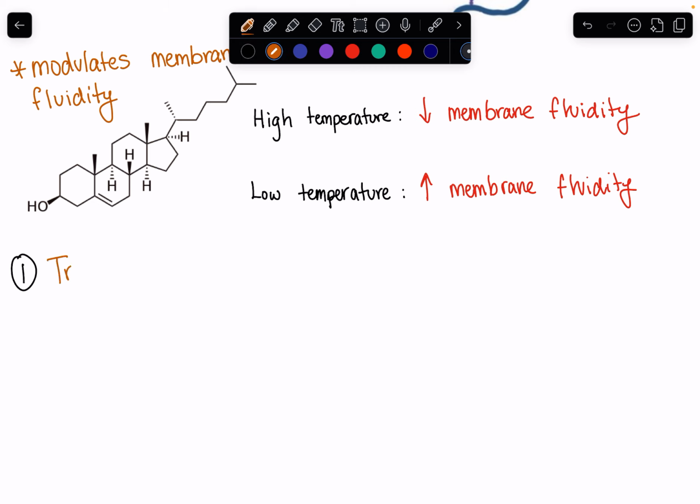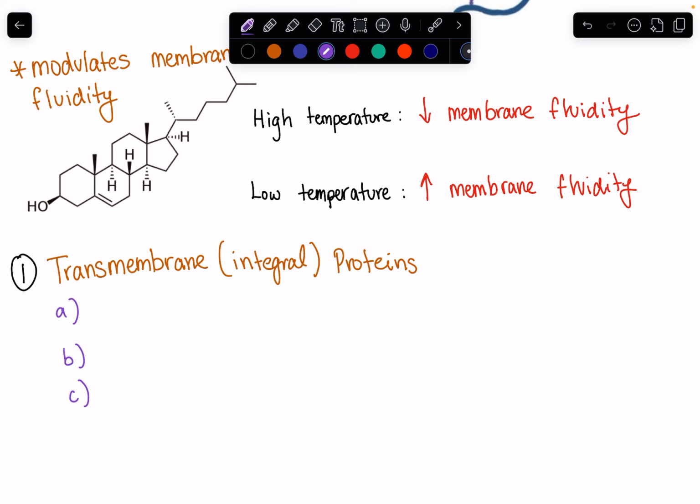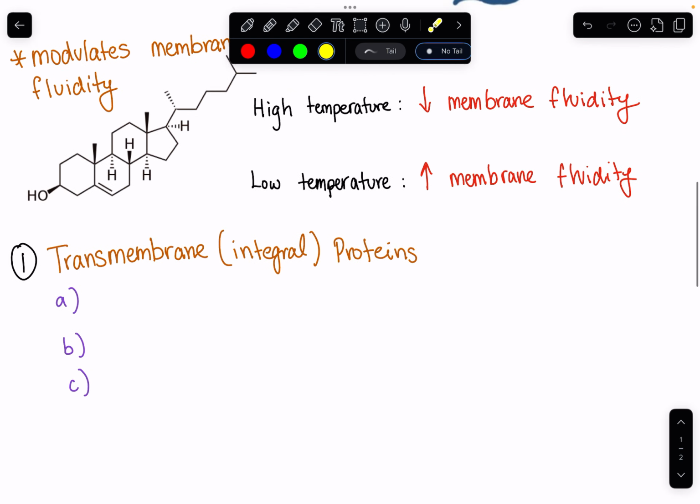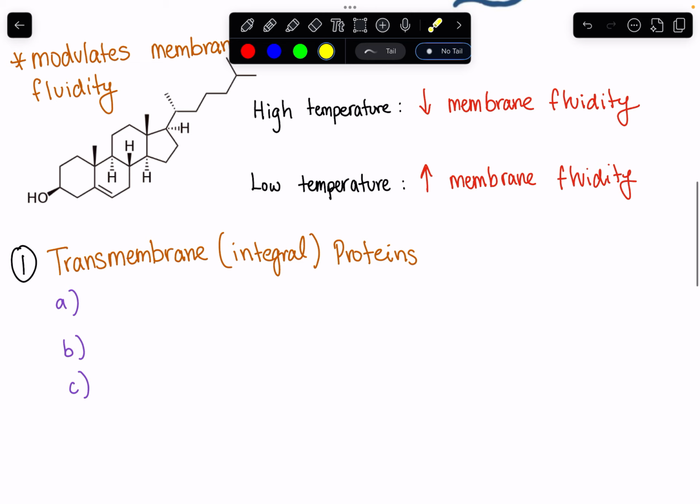The first class, we're going to call them transmembrane proteins, otherwise also known as integral proteins. Now, what does this mean? This category actually has three components. We'll just label them A, B, and C. If we look at this picture right here, this blue figure, we can consider this as a transmembrane or an integral protein.